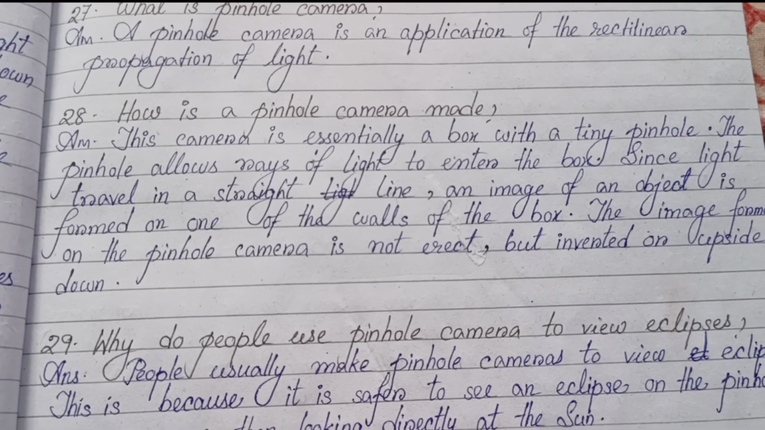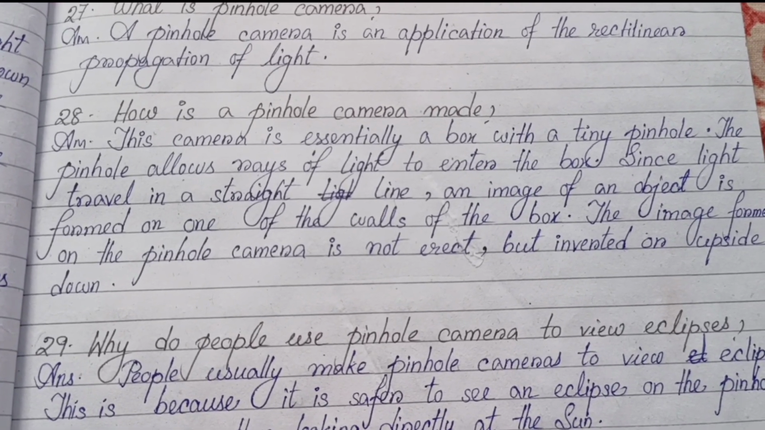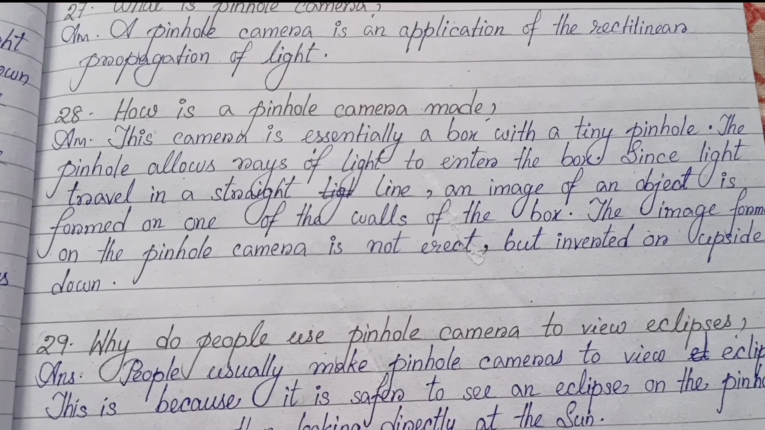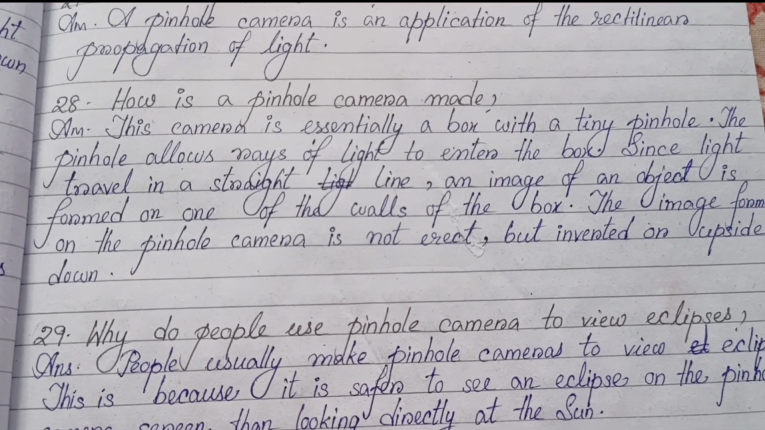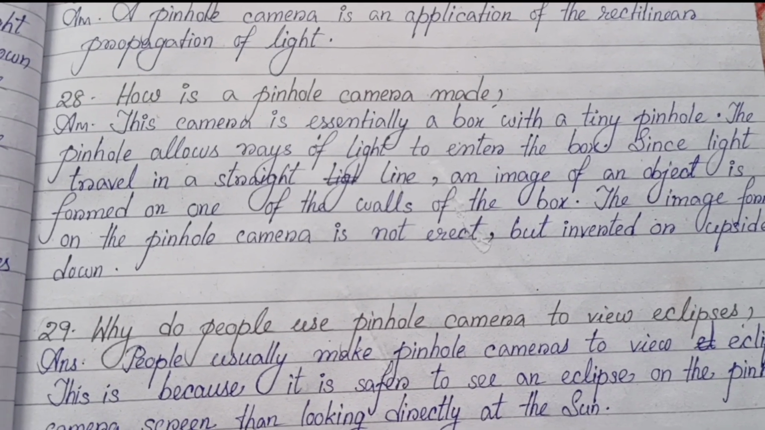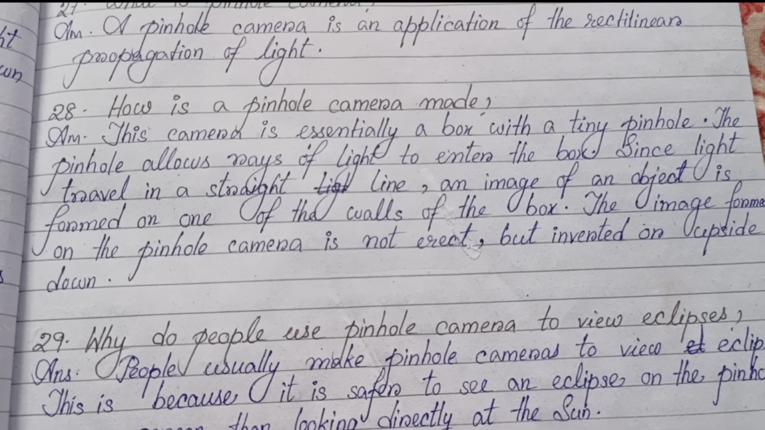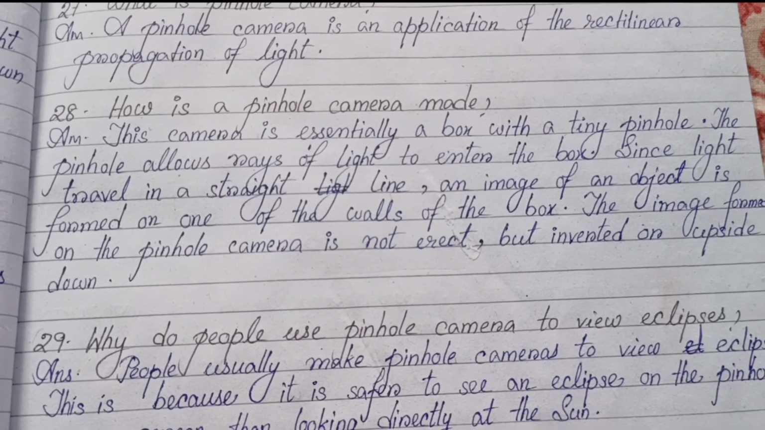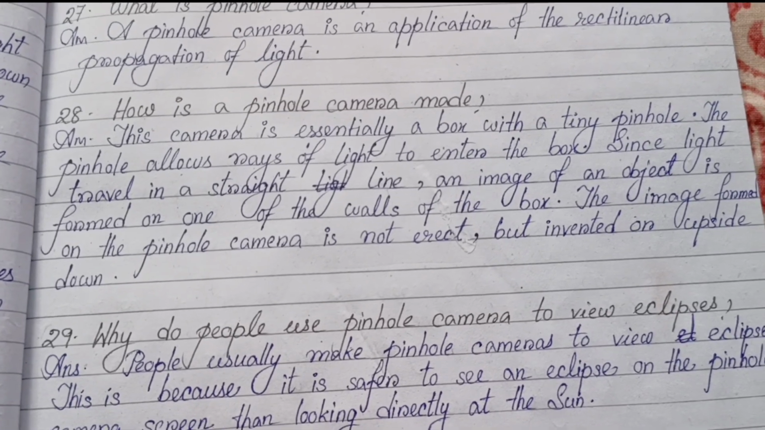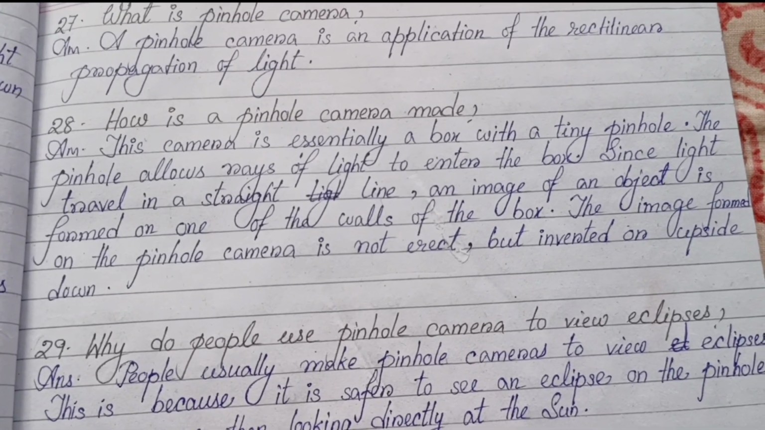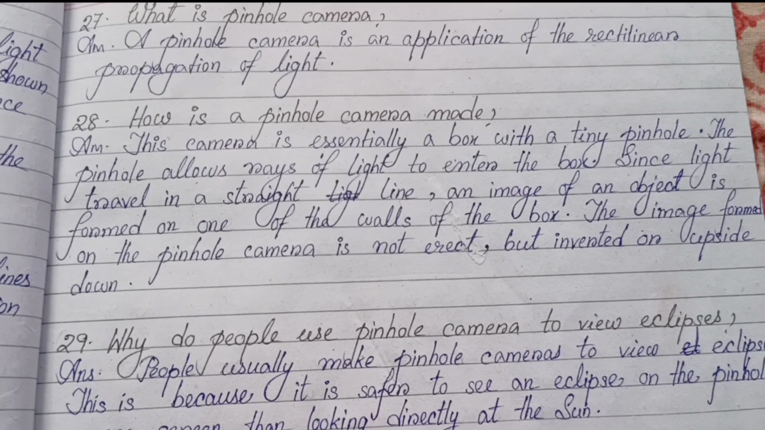Number 28, how is pinhole camera made? This camera is essentially a box with a teeny pinhole. The pinhole allows rays of light to enter the box. Since light travels in a straight line, an image of an object is formed on one of the walls of the box. The image formed in the pinhole camera is not erect but inverted or upside down.